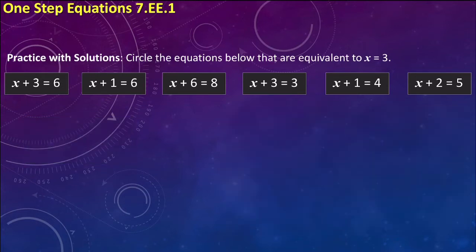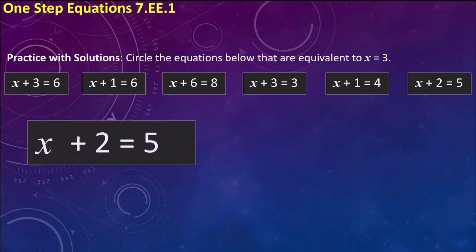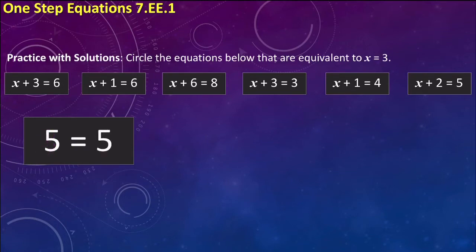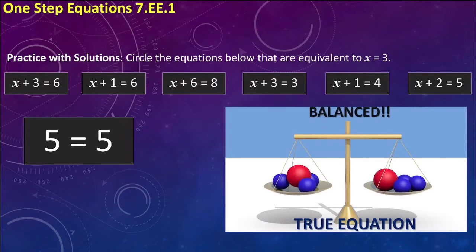Now let's go ahead and look at this last example right here. We've got x plus 2 equals 5, and we're going to put in 3 for x. And now we have 3 plus 2. Now let's answer the left side. 3 plus 2 equals 5. And 5 does indeed equal 5. So that's another example of a true or a balanced equation. The left side equals the right side equals the left.